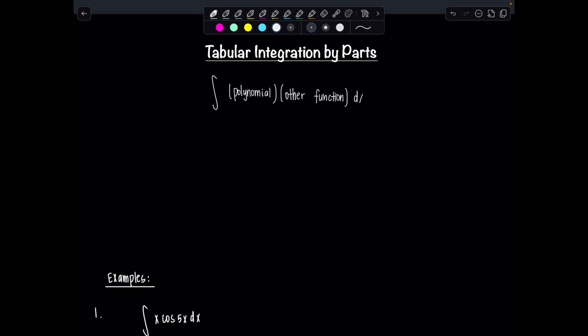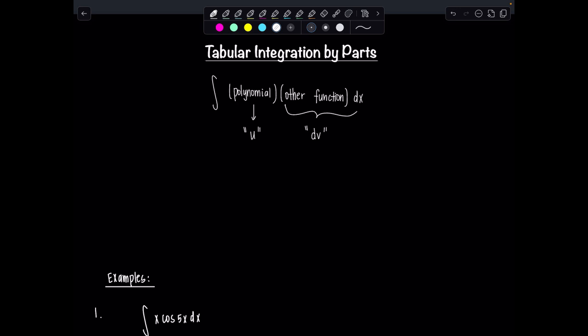Okay, so when you have an integral involving the product of these two kinds of functions, let's think how we would normally want to set up integration by parts. We would have our polynomial most likely be u, and then the other function that we could integrate along with dx, or d whatever the variable of the integral is, that would be dv, right?